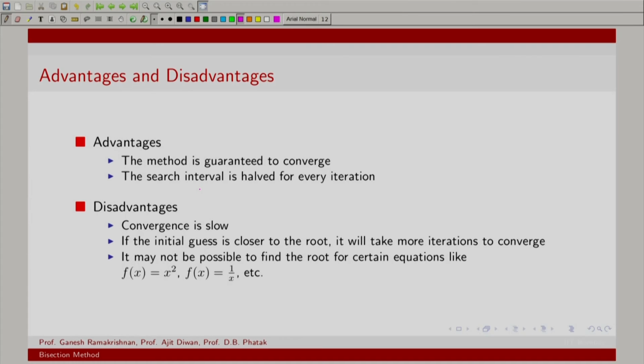This method is guaranteed to converge by design because of both the tolerance parameters and because there is an increment in every iteration. Further, your search interval is halved for every iteration, which means the size of the interval after k iterations, assuming a unit initial interval, will be 1 upon 2 raised to k. So as you can see, there is an exponential decay or exponential shrinkage in the interval size. Despite all this, the convergence is slow.